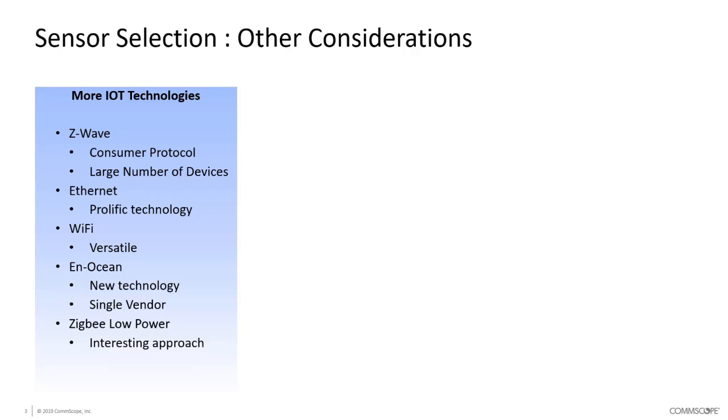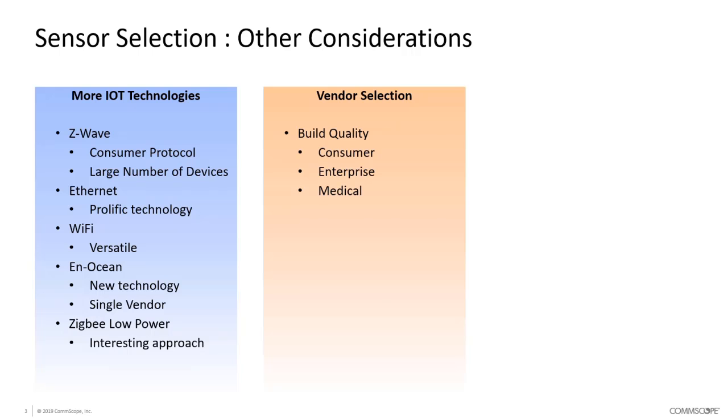When you're looking at sensors, though, you also need to look at the vendor that is providing that sensor. So you need to look at build quality. Is it a consumer grade, an enterprise grade, or a medical grade sensor? Because that will have quite a big impact on the duration, life cycle, and reliability of that sensor, as well as the quality of the readings that you can expect from that device.